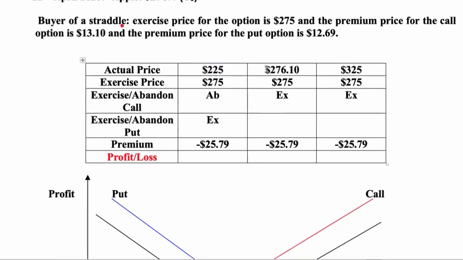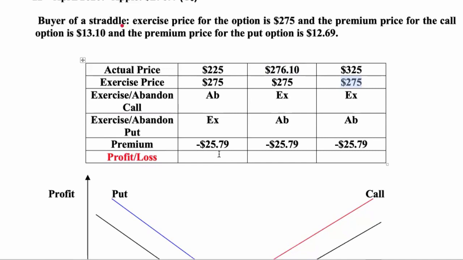And if the stock ends up being higher than the current strike, why would you want to sell at 275 when you can sell at this? Therefore, you abandon your option, because if you exercise your option, you have to sell at 275. You abandon your option and you sell at 276. Likewise, you will abandon the put option here because you would rather sell at 325 rather than the strike of 275. And those two combined will determine what your overall profit and loss will be.